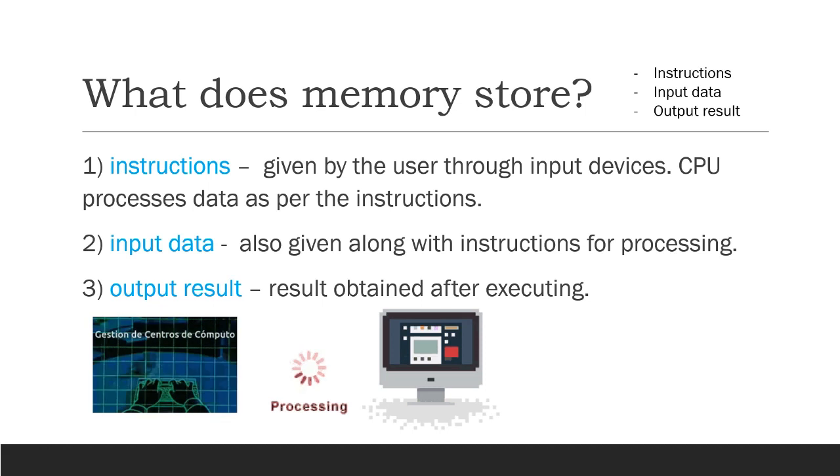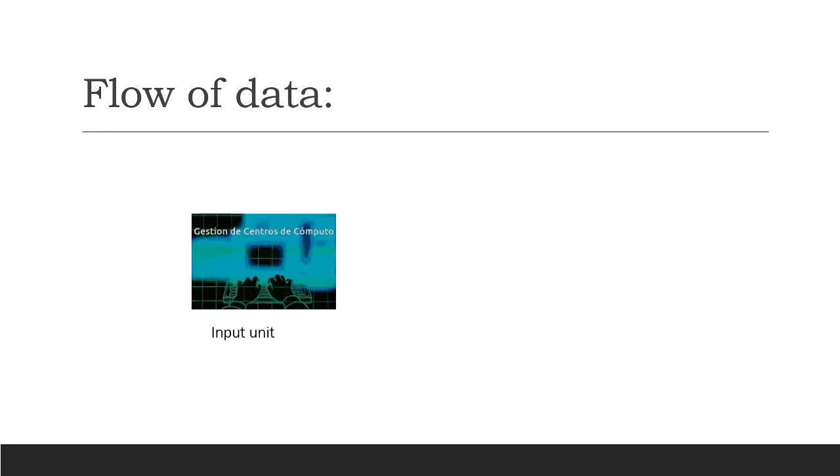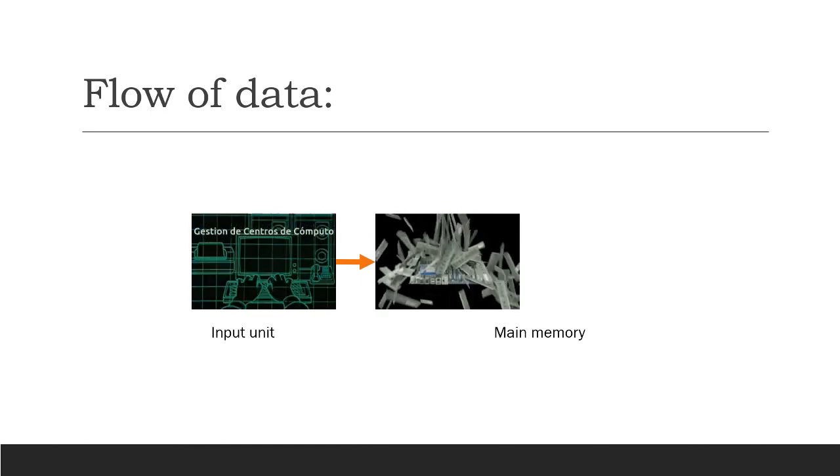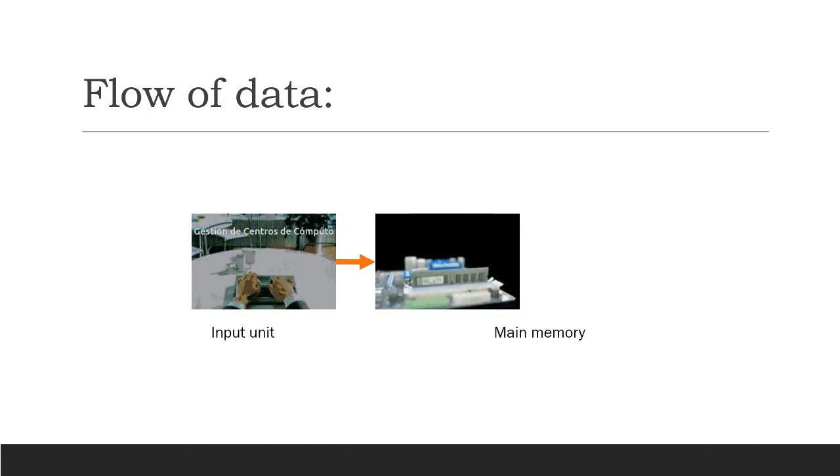So, what does a memory store? A memory stores instructions, input data and output result. Now, let us see how the data flows inside a computer. Just now we learned we are giving input through the input unit. The input consists of the instructions and the data. This is given through the input unit. Once the instructions and data are given, they are handed over to the main memory of the computer. The main memory is a temporary storage area for these instructions and data.